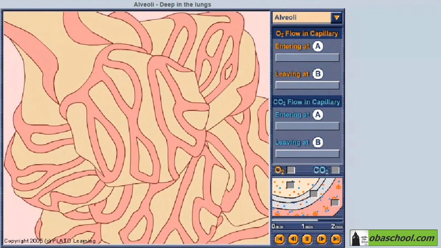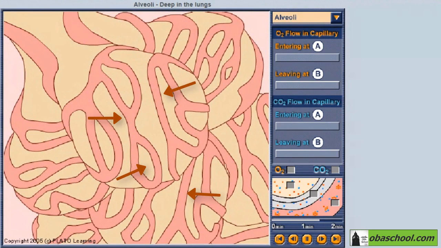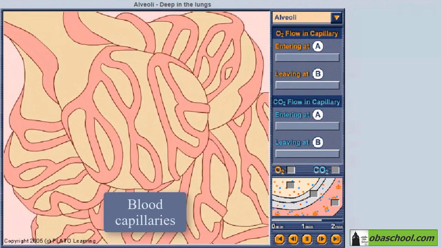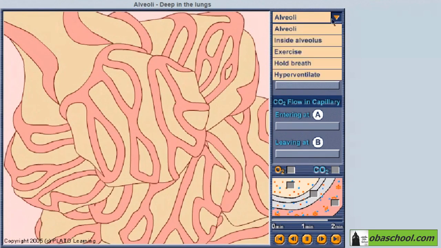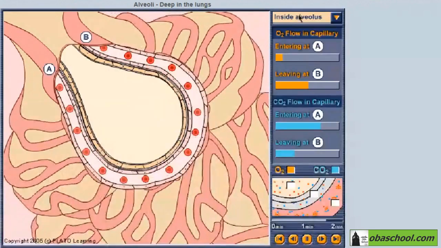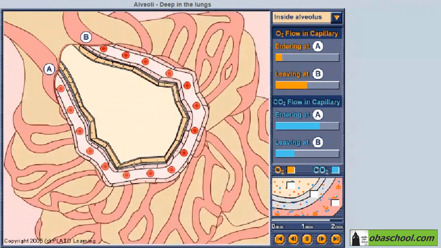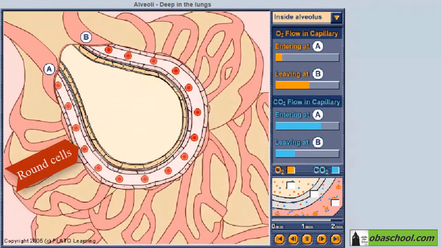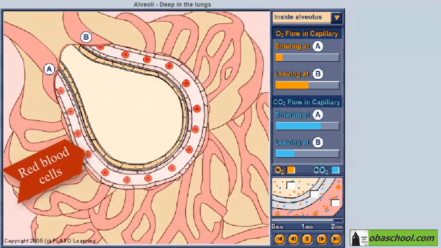And what are these pink lines that are surrounding the alveoli? Well, they are blood capillaries. And let us have a look inside the alveoli, or the alveolus. What do you see? Well, I see round cells that are circulating inside the blood capillary, and these cells are red blood cells.